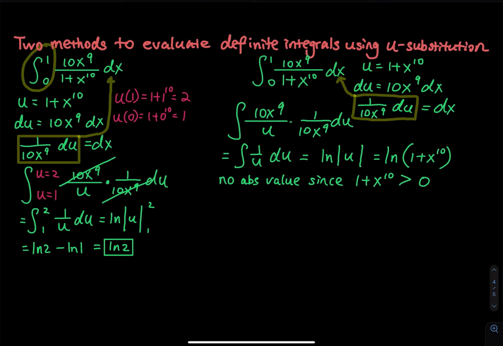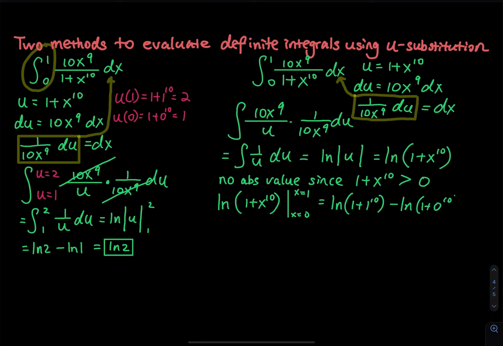And then how do we evaluate this definite integral? So this is easy. You have ln parenthesis 1 plus x to the 10th power, and now you do this such that x goes from 0 to 1. And then you use the fundamental theorem of calculus. You have ln of 1 plus 1 to the 10th power, minus ln of 1 plus 0 to the 10th power. And then that gives you what? That gives you ln 2 minus ln 1, right? And ln 1 is equal to 0. So the answer is equal to ln 2. So you get the same answer.